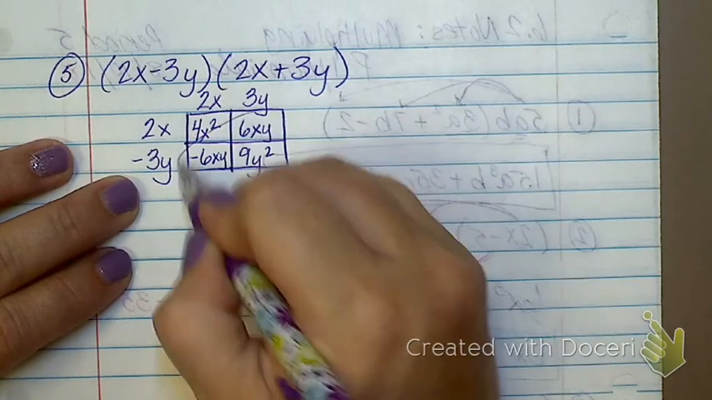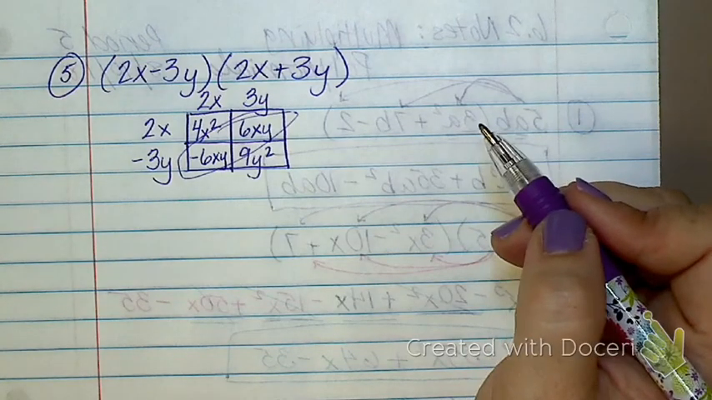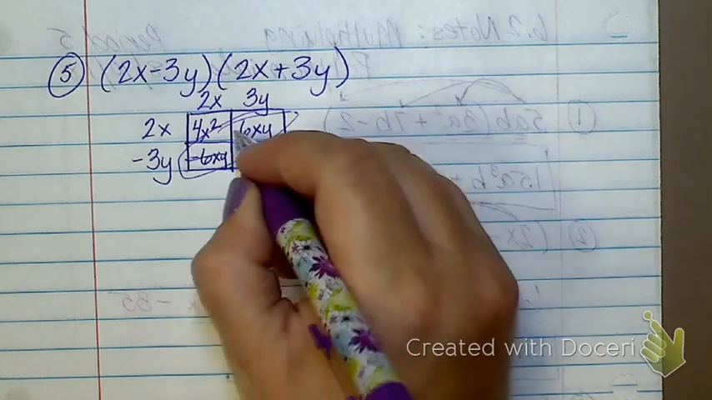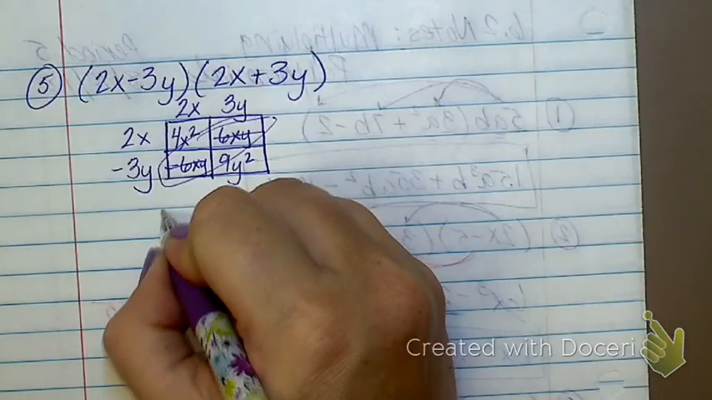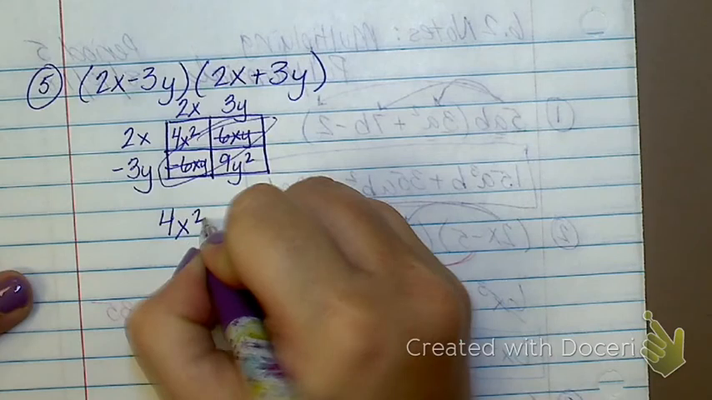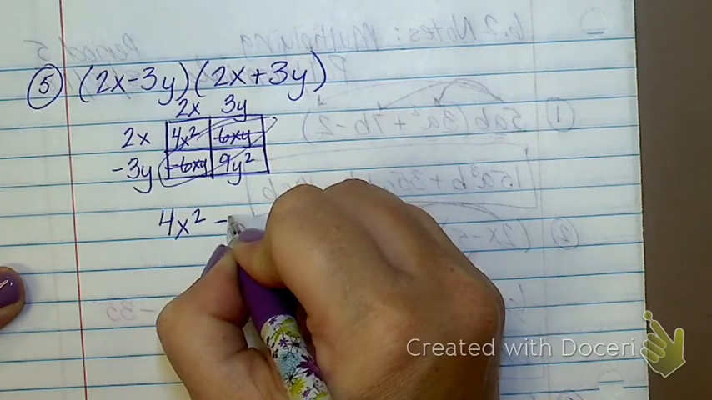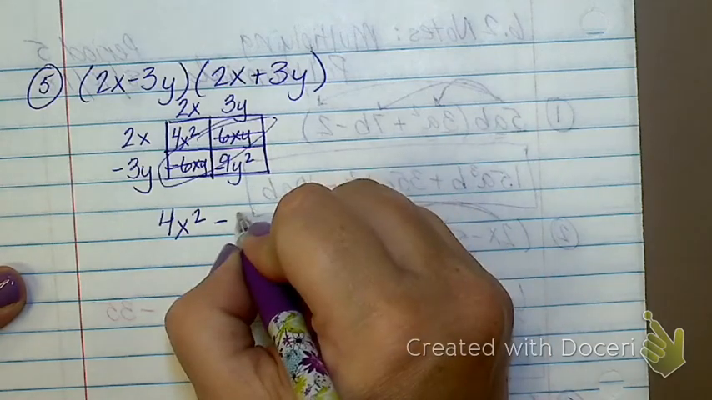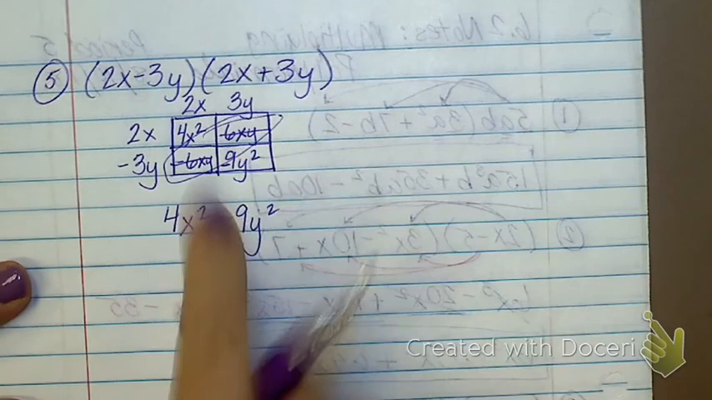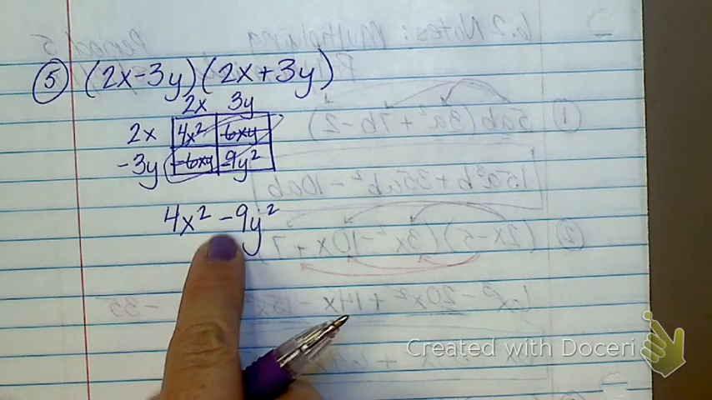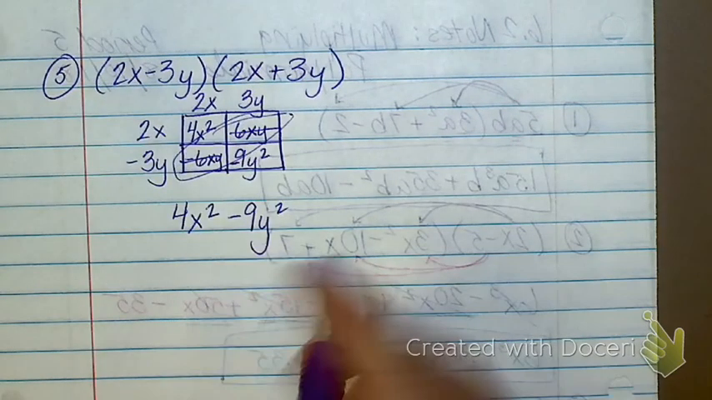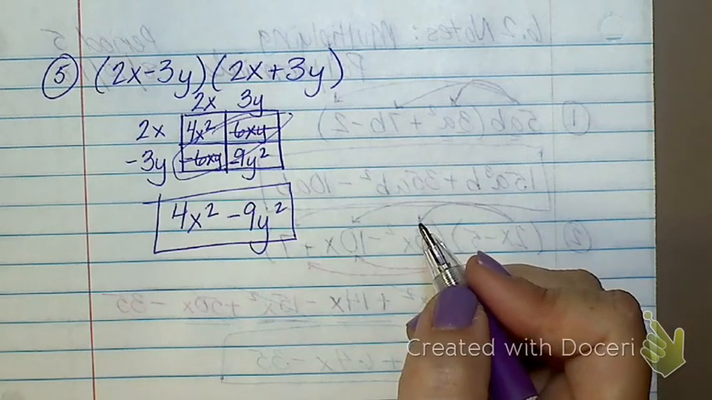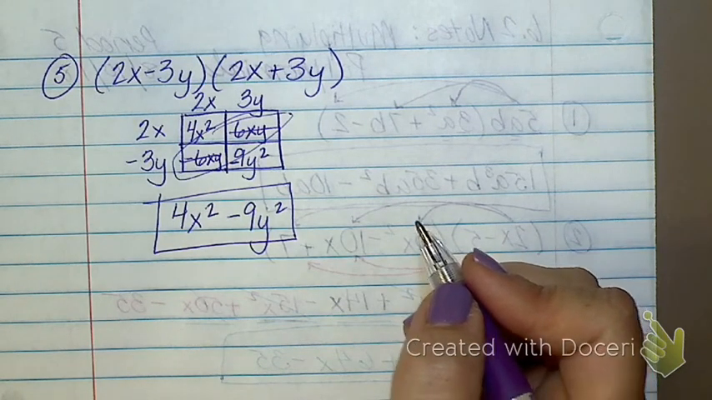What do you notice about the like terms? They cancel out because 6 and negative 6 give you 0. So in that difference of squares, those cancel out, and I'm left with 4x squared. I didn't multiply that right. That should be a negative 9y squared, right? Yeah. So do you see the difference, the subtraction of squares there? That's where it ends up. Okay? Last one.